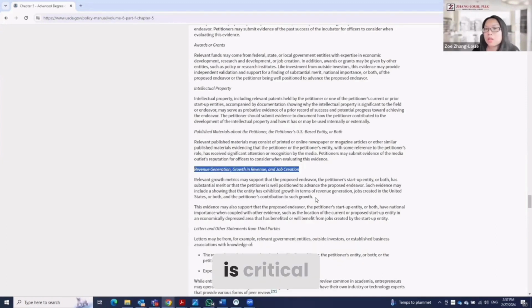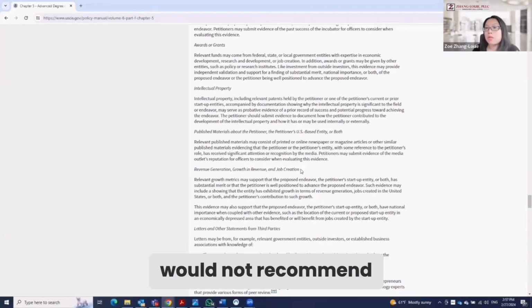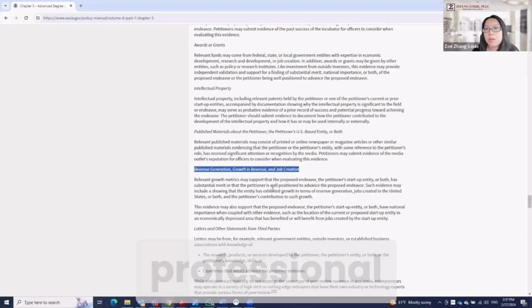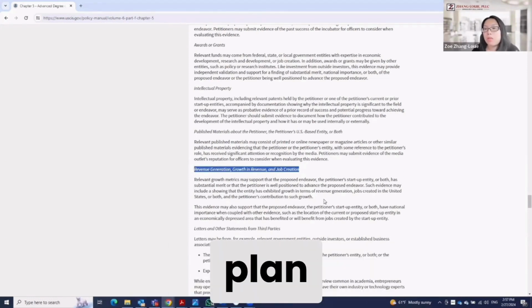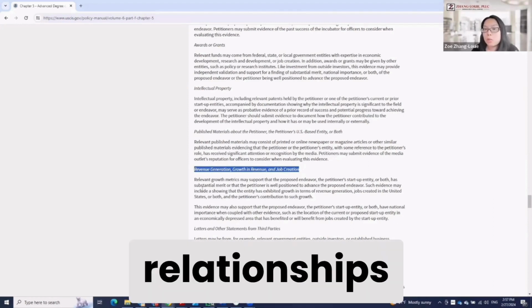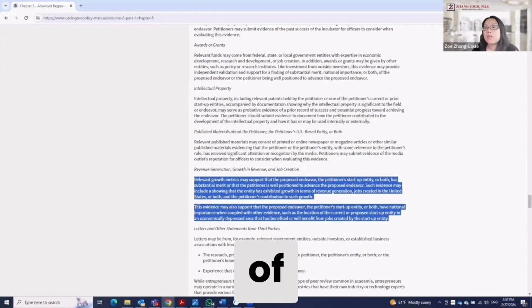Business plan is critical in terms of documentation. I would not recommend writing that yourself. This is a worthy investment. You need to go with a professional business plan writer. Good law firms have good relationships with professional business plan writers with a proven track record of getting these types of cases approved.